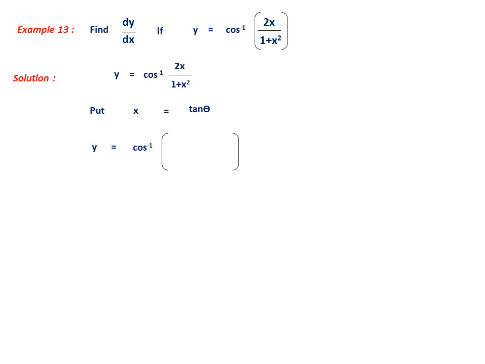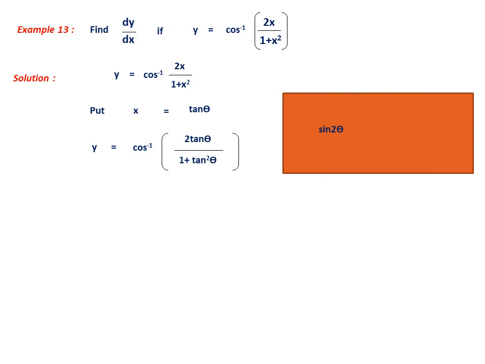So, next, example 13. Find dy by dx if y equals cos inverse of 2x by 1 plus x square. Exactly the same. You can even do this as homework. Let me show you. Here, put x equal to tan theta. The problem is the same. y will be equal to cos inverse of 2 tan theta by 1 plus tan square theta. But you know that this is sin 2 theta. So, cos inverse of sin 2 theta.